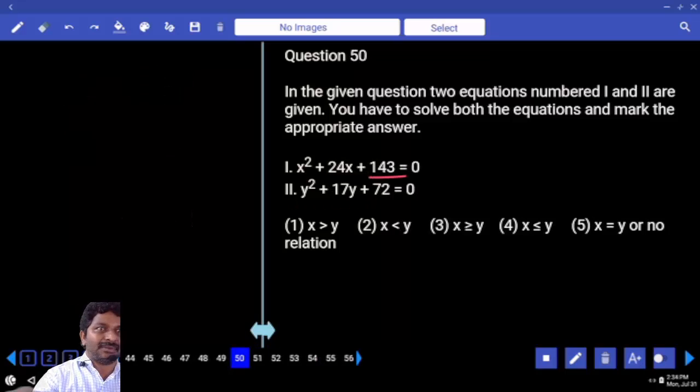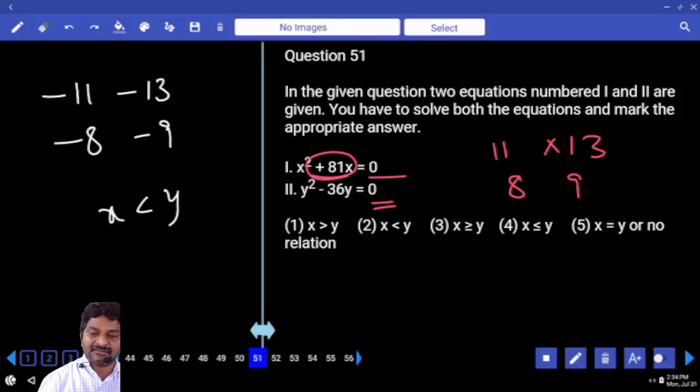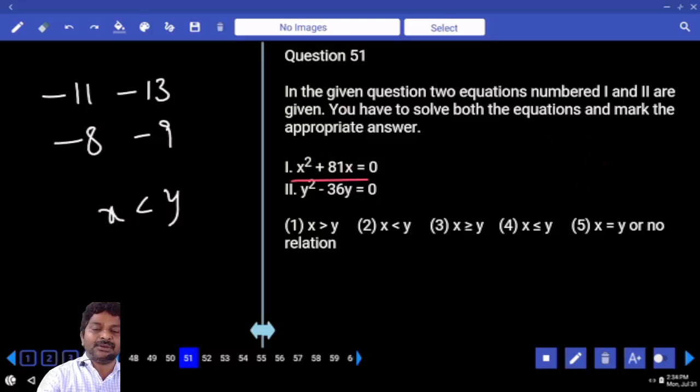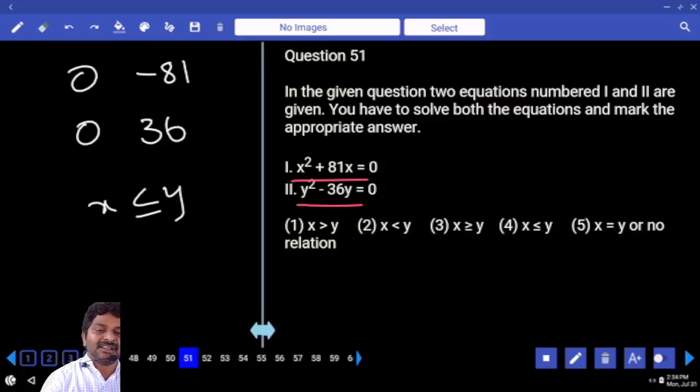143, I told you, crazy number. 11, 13 times. So positive combination. So you should get negative factors. 72 can be written as 8 into 9. Plus 8 plus 9 is the combination. Factors minus 8, minus 9. X is less than y. X into x plus 81. X is 0 minus 81. Y into y minus 36. 0, 36. X is less than or equal to y.